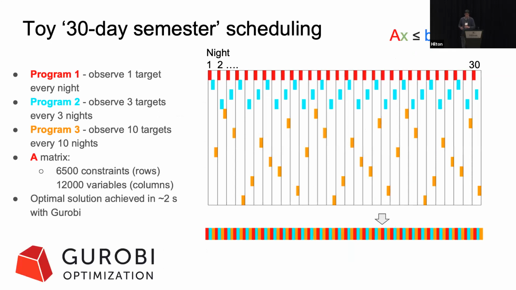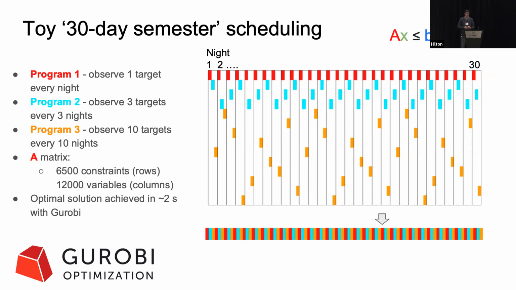Okay, so working our way up, you could imagine a toy 30-day semester where you have 3 programs, each that have been awarded the same amount of total time, but they're burning their time in different ways. Program 1 might be a high cadence program where they're trying to observe a single target every night. Program 2 could be a medium cadence program where you're observing 3 targets every 3 nights. And program 3 would be a low cadence program where you're observing 10 targets every 10 nights. So the same amount of total time.